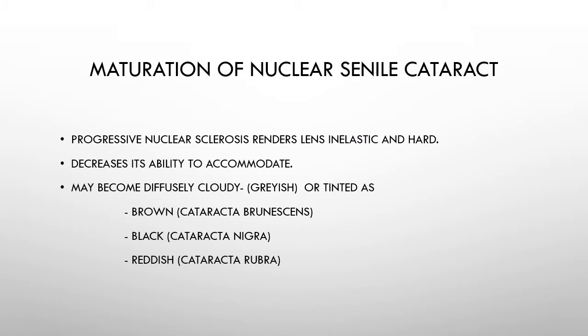Now next is the maturation of the nuclear senile cataract. The progressive nuclear sclerosis renders lens inelastic and hard. Then there is thickening of the lens capsule. Lens loses its ability to accommodate. It may become diffusely cloudy, greyish, usually white in mature cataract or hypermature cataract, or it is tinted as either brown, which is called as cataracta brunescens, black, which is called as cataracta nigra, and reddish, that is called as cataracta rubra. These three are the types of the nuclear senile cataract.